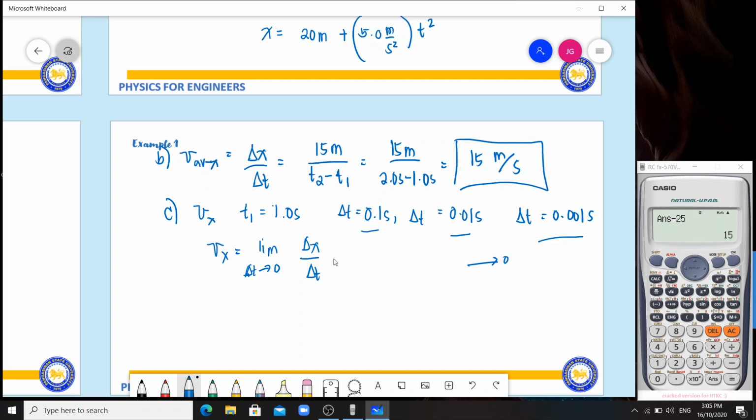Okay? Paano natin maa-achieve ang 0.1 seconds na time interval? So, basically, kailangan natin ng delta t na 0.1. So, dapat ang final time natin, T2, sorry. Ang T1 natin is 1.0 at ang T2 natin dapat is 1.1 seconds. Okay? Pag pinag-minus mo sila, that will be equivalent to 0.1 seconds. Tama ba? Okay.